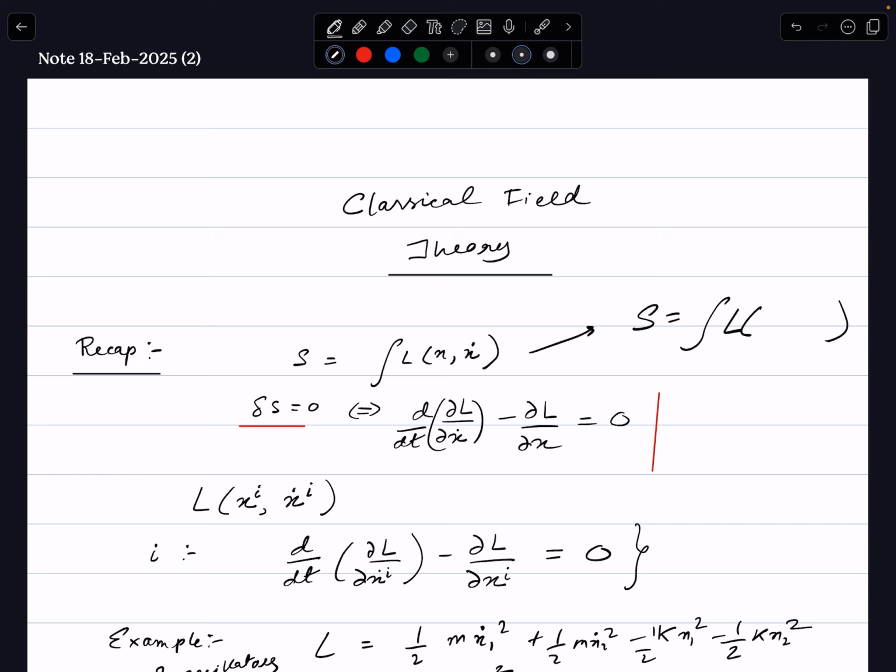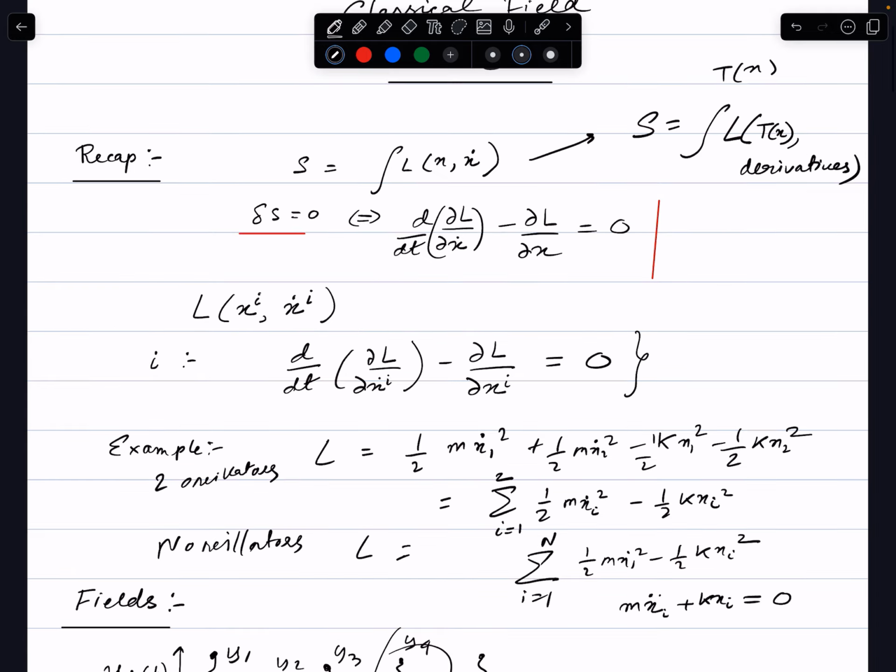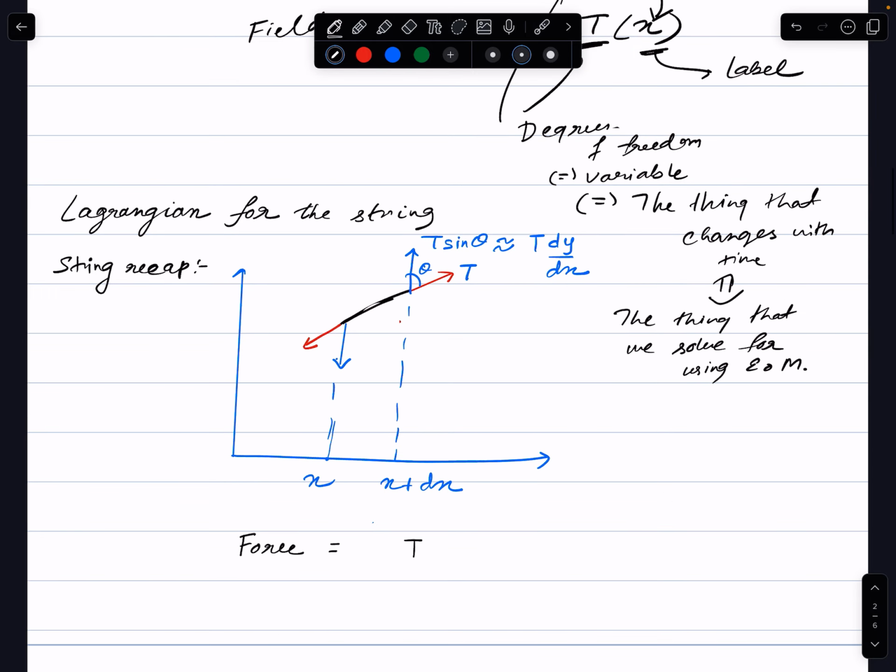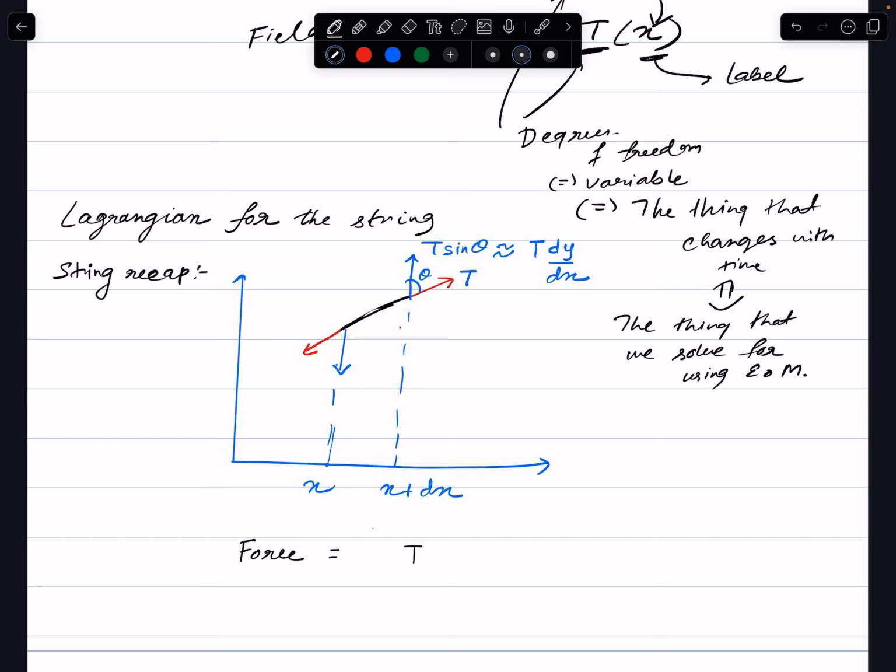So let's say I have a field T of x, then what do you expect this to look like? It would be a Lagrangian of T of x and maybe derivatives of T of x. Okay, so let's see an example of this to make this explicit. To go back to the example that we had done earlier, which is the non-relativistic string, let's recap the non-relativistic string a little bit.